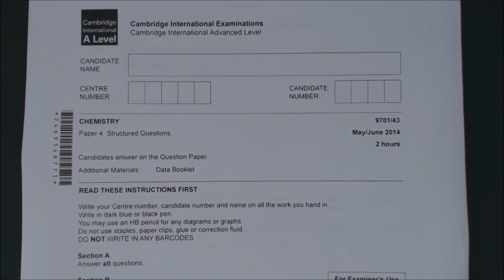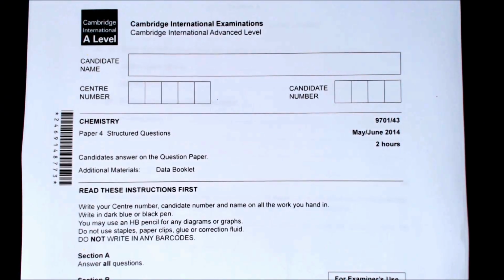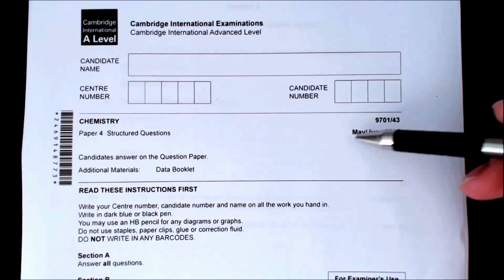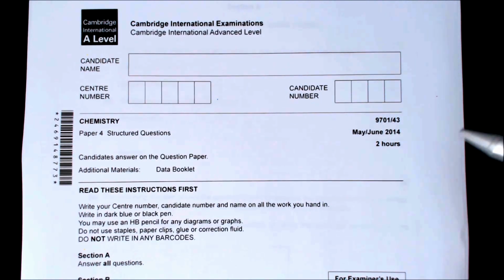Welcome to this video on A-level chemistry. This is the CIE past paper, and the exam was the May/June 2014 paper. The code for this one is 9701/43.